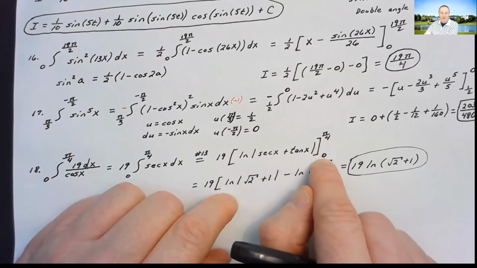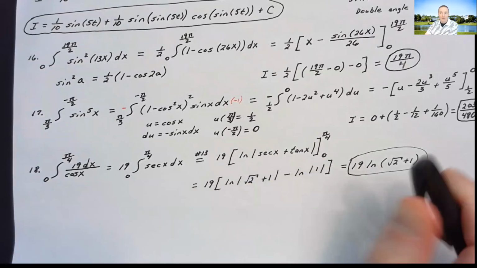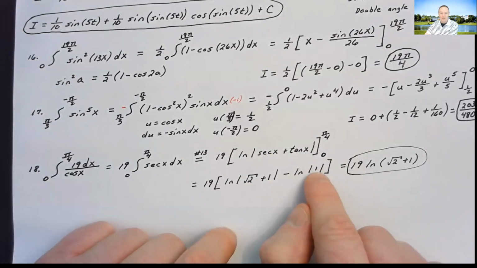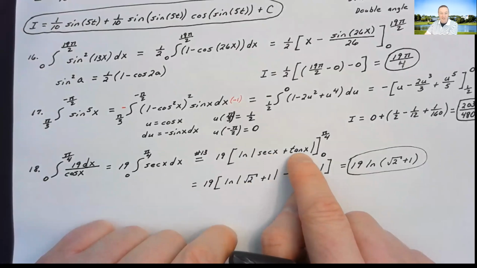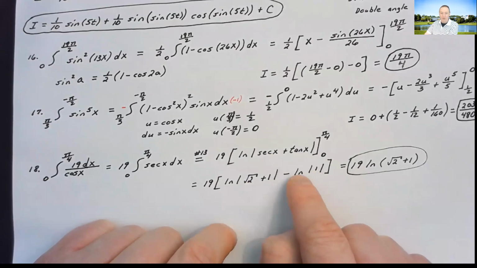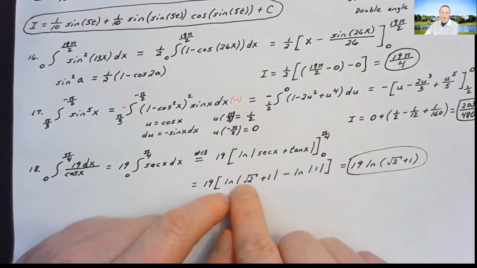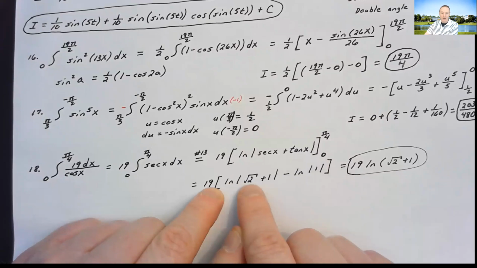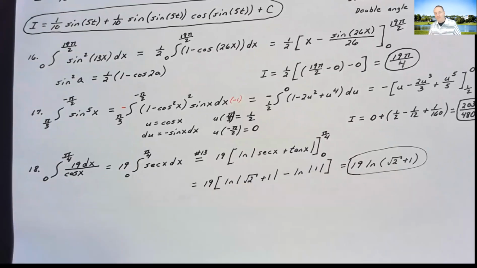And you say, well, the secant of 0, we know that the cosine of 0 is 1. Secant's the reciprocal of that, so it's still 1. But then you'd say plus the tangent of 0. Tangent of 0 is 0. So I just get the natural log of 1, and I hope you recall that the natural log of 1 is just 0, so I can ignore that, and then I'll just have 19 natural log of the absolute value, and don't even need the absolute value since that's positive anyway, of the root of 2 plus 1.